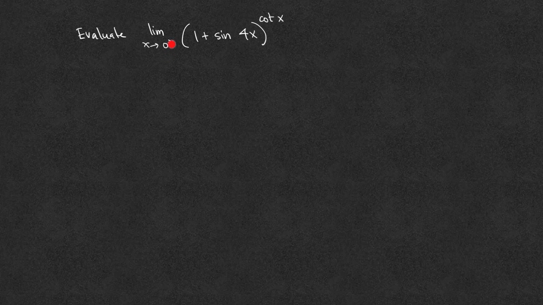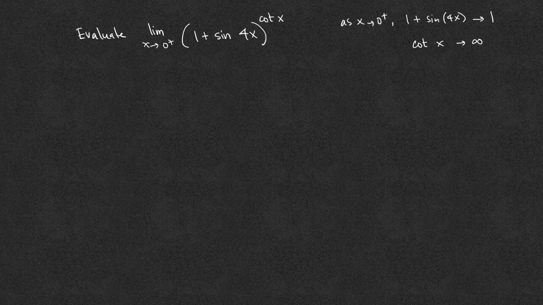Evaluate the limit as x goes to 0 from the right-hand side of (1 + sin 4x) raised to the cotangent of x. As x goes to 0 from the right-hand side, 1 plus sine of 4x goes to 1 plus 0, or 1. And cotangent of x goes to infinity as x goes to 0 from the right-hand side.